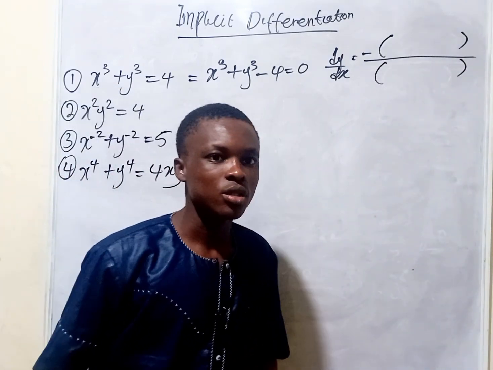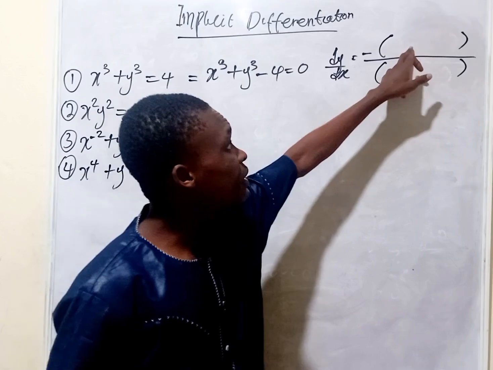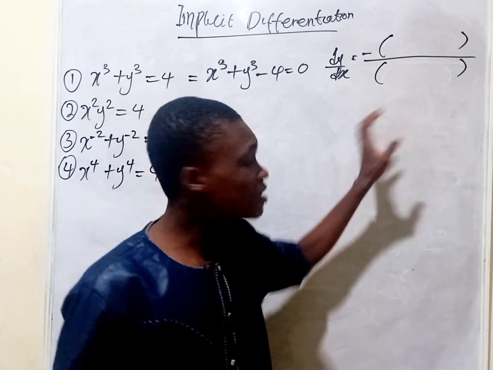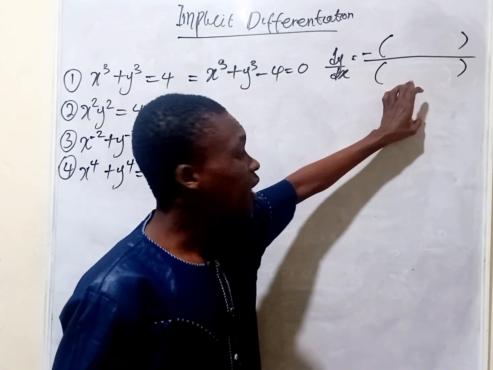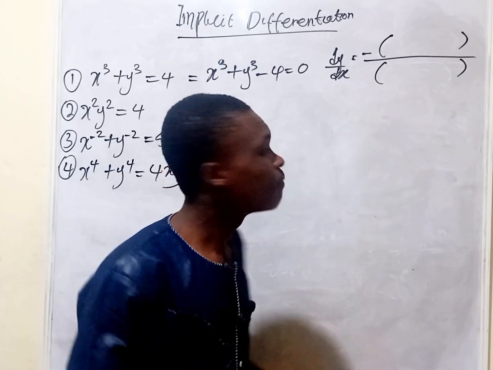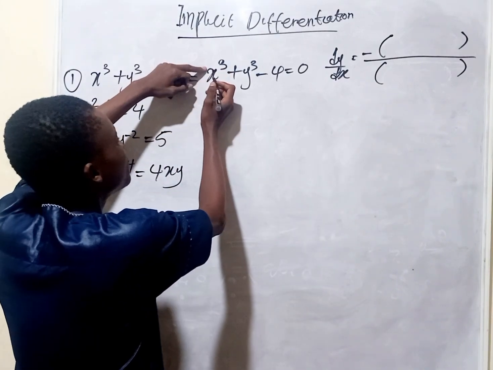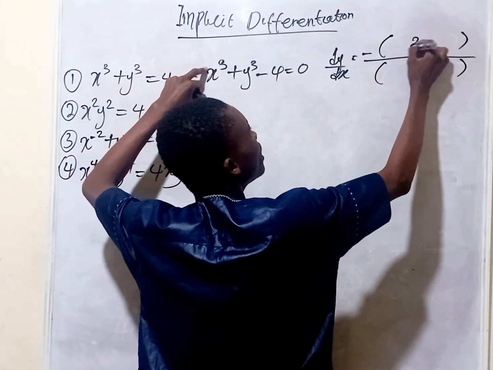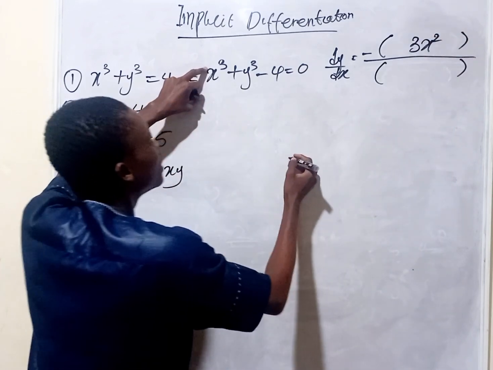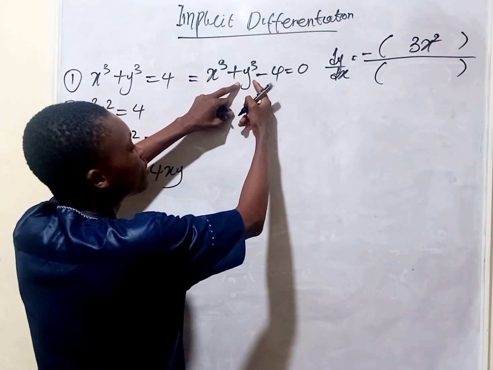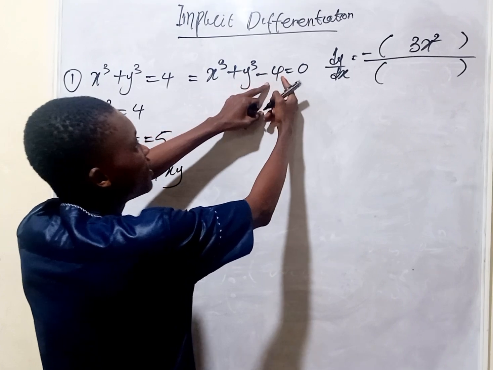Now, what you need to note in this method is that the numerator here is just for differentiating x, while the denominator here is just for differentiating the values of y. All right, so let's differentiate. If we differentiate this with respect to x, we have 3x squared. Now, if we differentiate this with respect to x, there's no x here, so this is 0. Differentiating a constant is 0.